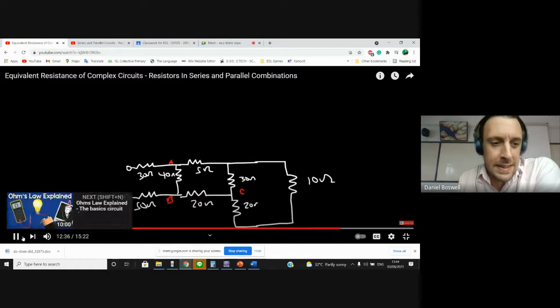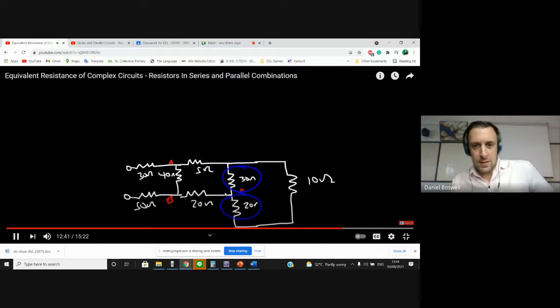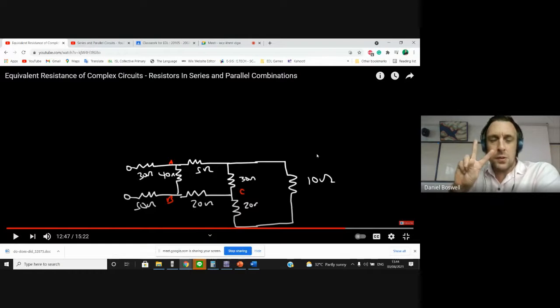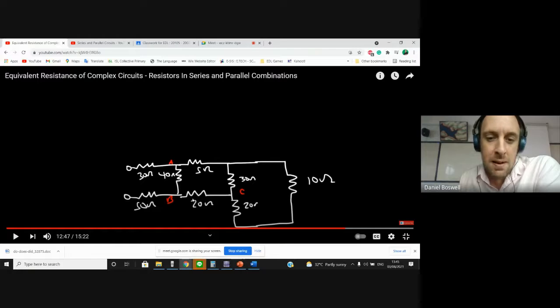Now we need to decide what we're going to do at this point. These two guys here, they are not in series. They're in parallel because there are two different paths the current can take. If it's not one path, it's parallel. And this can take two. Look, it can come down here or it can come down here. So these two are in parallel.